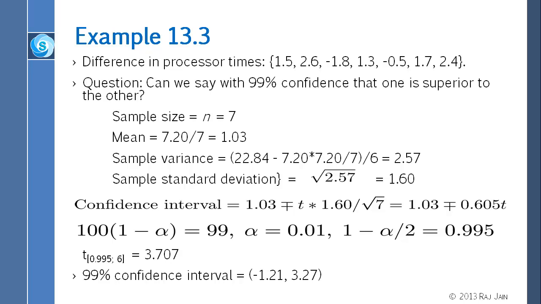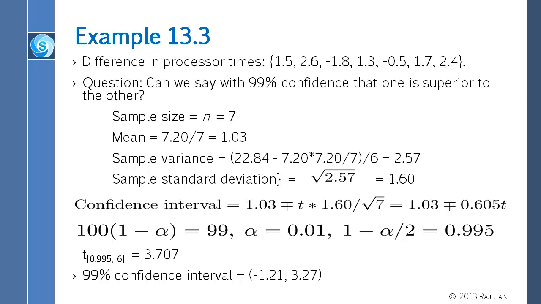3.707. So we multiply 1.03 minus plus 3.707 times 1.6, which is the standard deviation, divided by square root of n. If you do that, you get the 99% confidence interval is minus 1.21 to 3.27. Now, given this data, what will you say about the difference in the two processors?